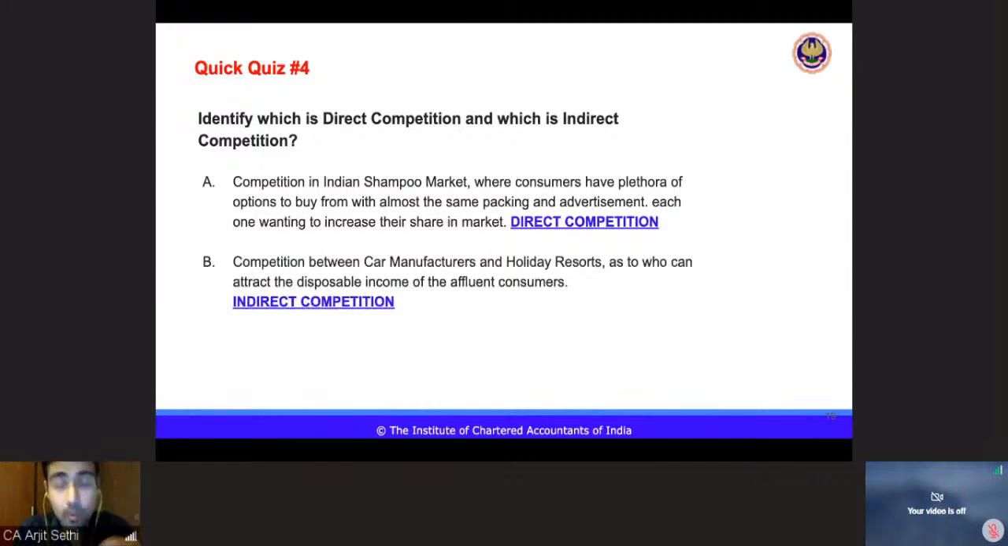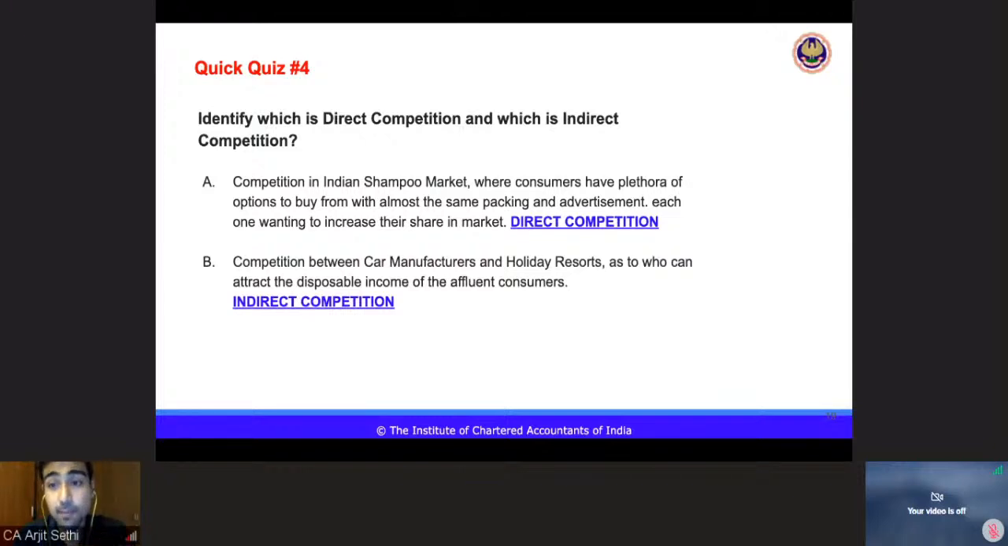Why? Because see, in A we are talking that competition in Indian shampoo market where consumers have plethora of options. Plethora means huge number of, right? I really want you all to understand big words because I think you have English also in the foundation level, business English, right? So you have to start understanding these words. I am trying my best to give those meanings, but I would suggest you also find meanings over the internet when you revise these chapters, right?